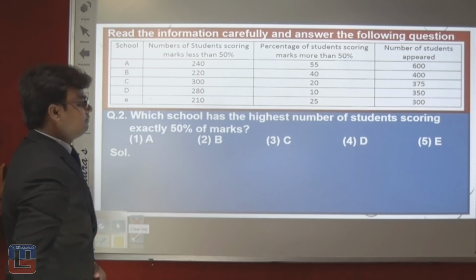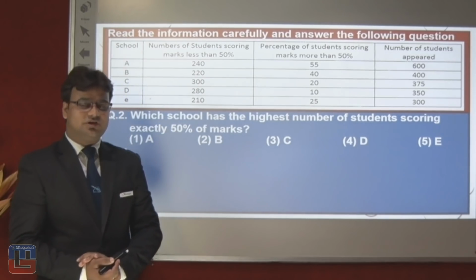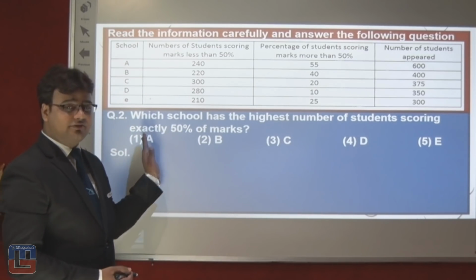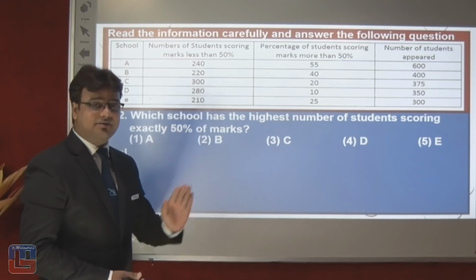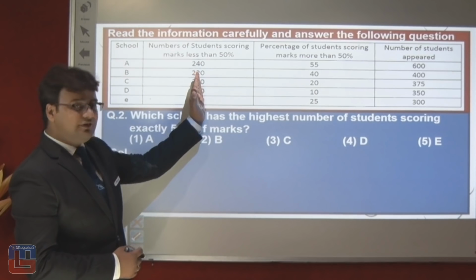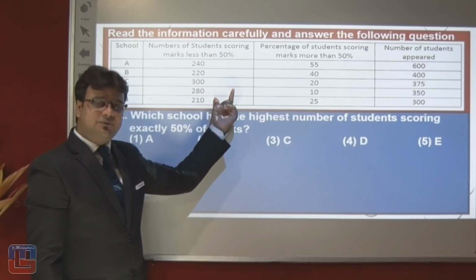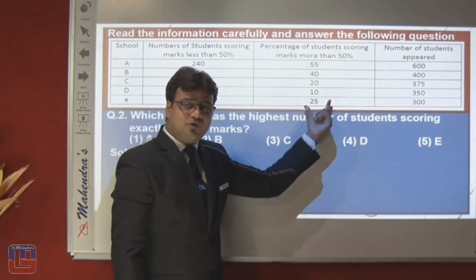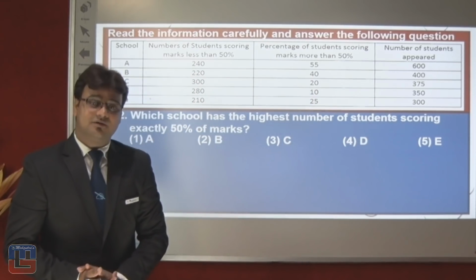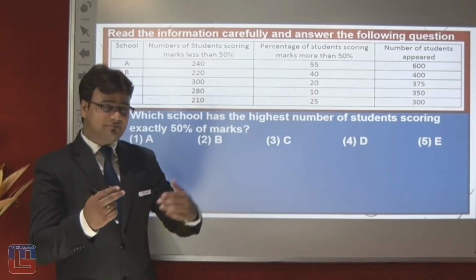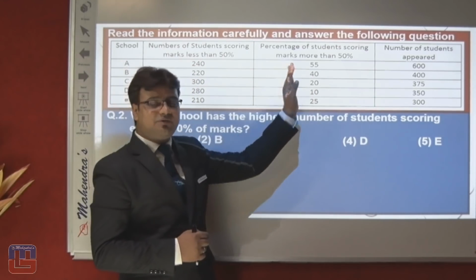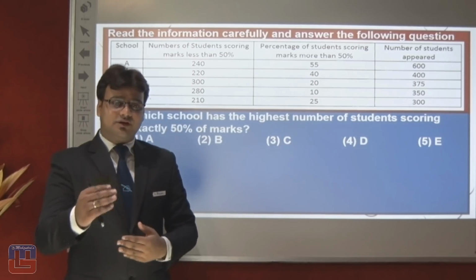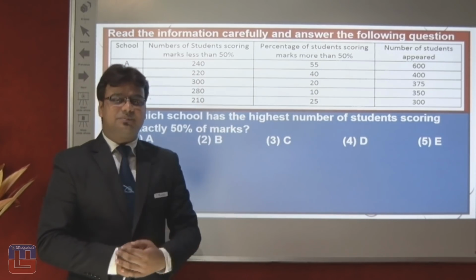What's the next question? This question is based on: which school has the highest number of students scoring exactly 50% marks? Here this is the number of students who scored less than 50%, and this is the percentage of those who scored more than 50%. If we require exactly 50%, we add both and subtract from the total number of students, and get the number of students who get exactly 50% marks.